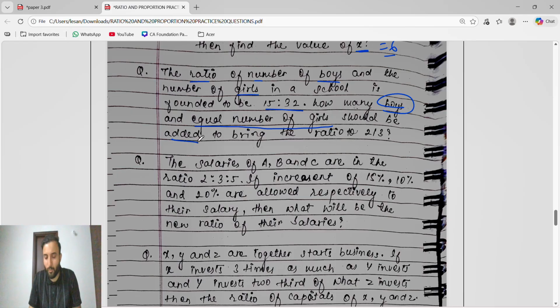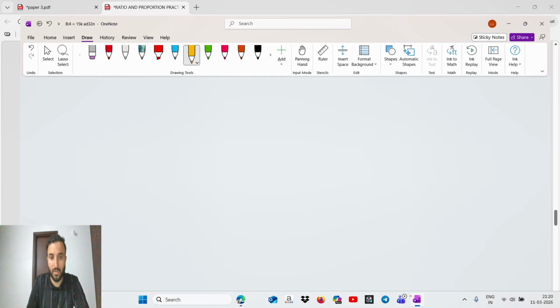x, so how many boys? I will say x boys and an equal number of girls, means if x boys are there, equal number of girls means x girls only. They asked how many boys, so I will take x boys, because whatever we have to find, we take as x. Equal number of girls means same number of girls, so x girls should be added.